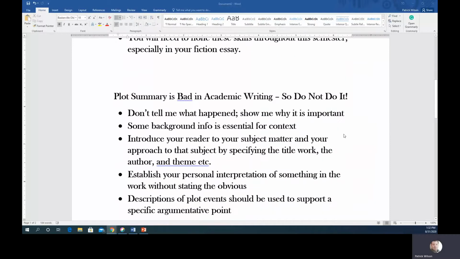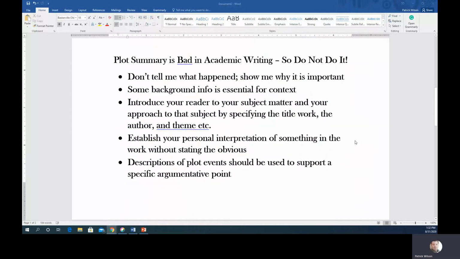So if we look at the reasons why you don't really want to use plot summary, and why it's bad in 1102, it's because you don't tell me what's happened. You want to show me why it's important. Because you have to assume everybody, including me, because I teach the course, has already read the work. I know what happens. I know the plot. I know point A to point B. You need to show me why it's important.